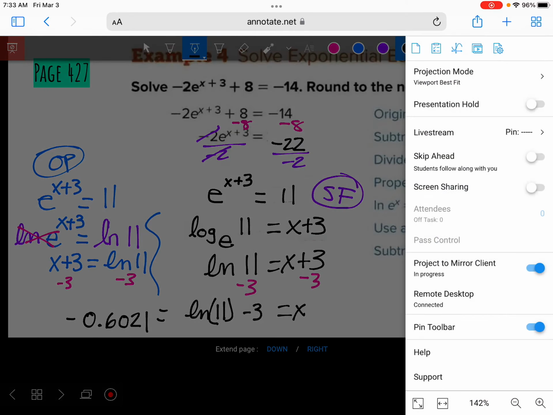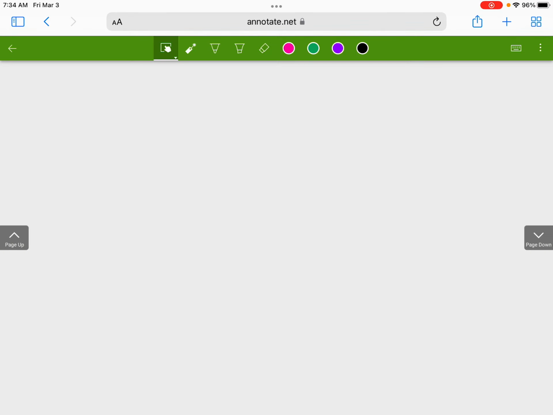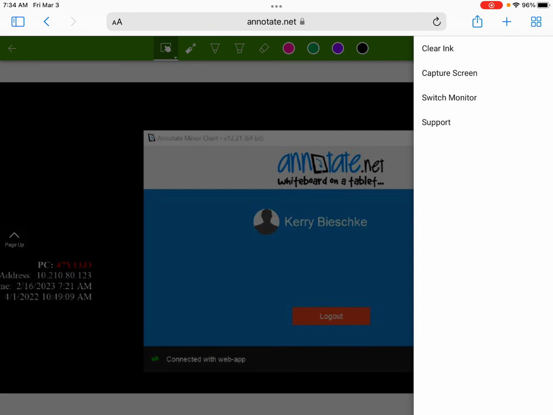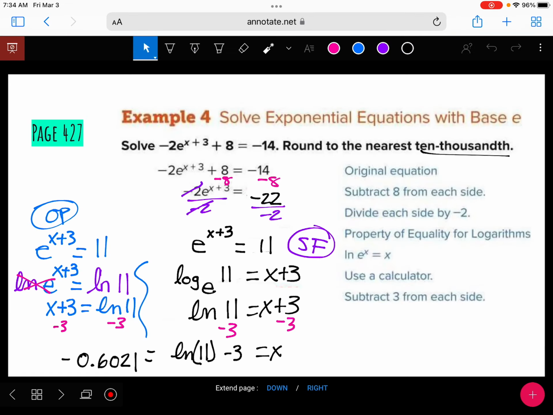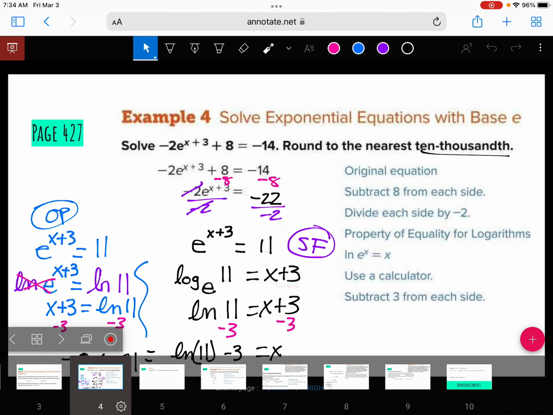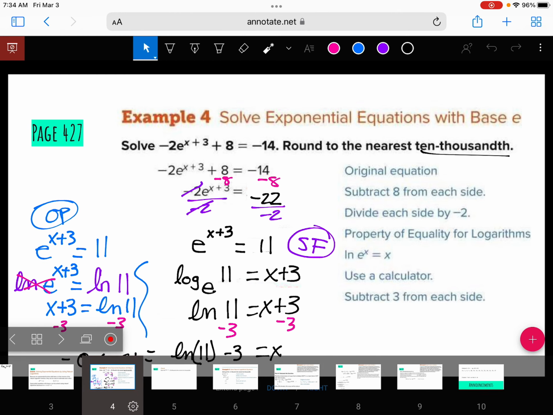Let me see if my calculator's being a not jerk right now. Nope, my calculator's still being a jerk. Okay. Love that so much. Questions on this one? Okay.